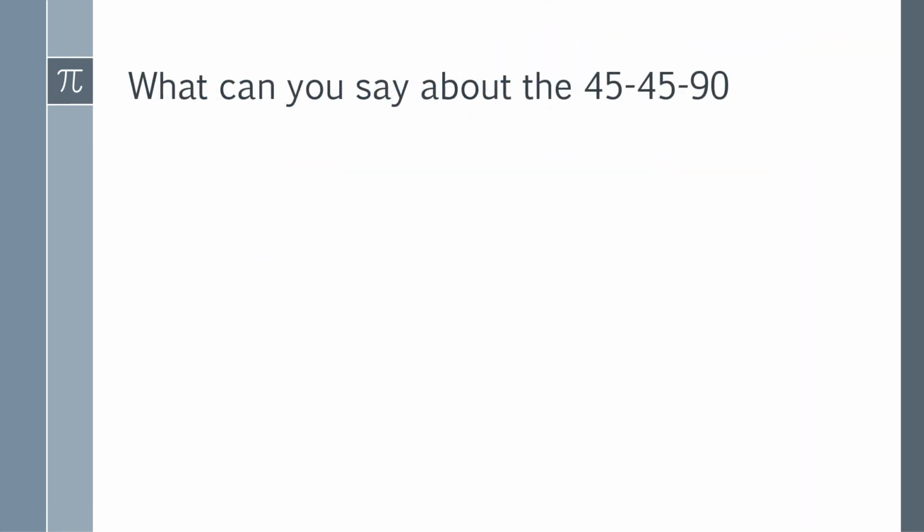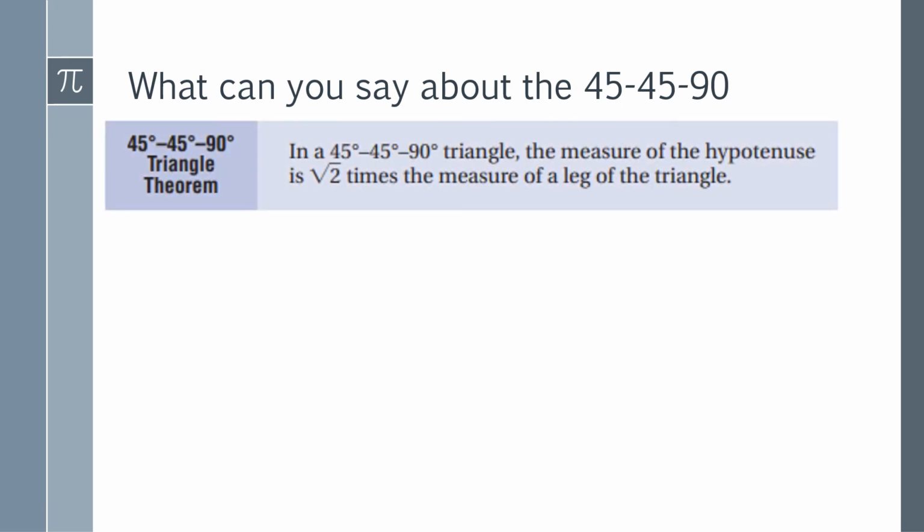What can you say about the 45-45-90 degree triangle? You can say in the 45-degree triangle, the measure of the hypotenuse is square root of 2 times the measure of the leg. So let's get to it.